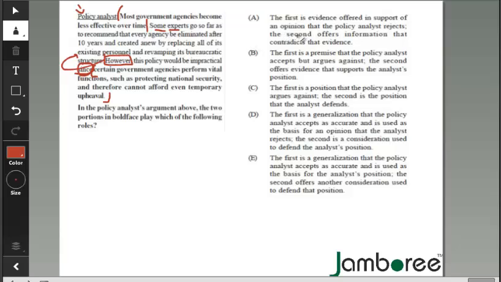Okay, so let's read. The first is evidence. It is definitely not evidence, right? So based on this, you can eliminate. The first is a premise. Okay, we stay with this. The first is a position.